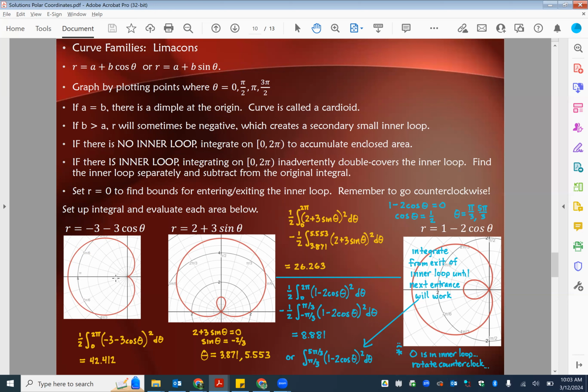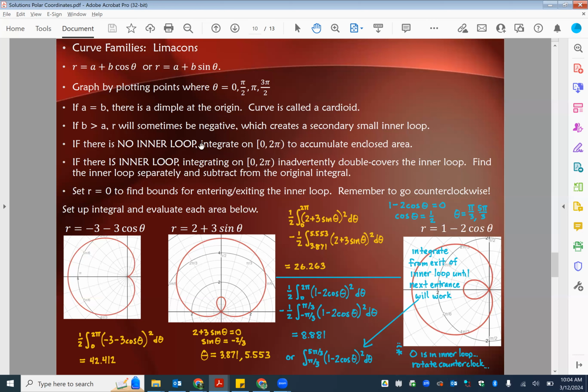If the b multiplier is greater than the a constant, well, r will sometimes come out to be negative, right? If, let's say cosine is -1, b times -1 versus a being positive, the negative outweighs the positive term, so r overall is negative. And when r is negative, we are moving backwards from the official direction, which creates this small inner loop that we see in these second two graphs down below.